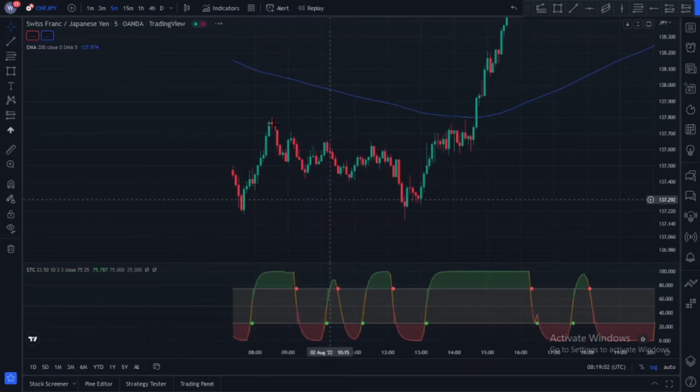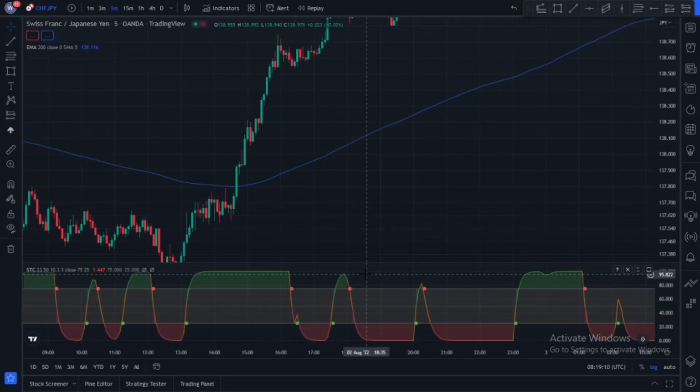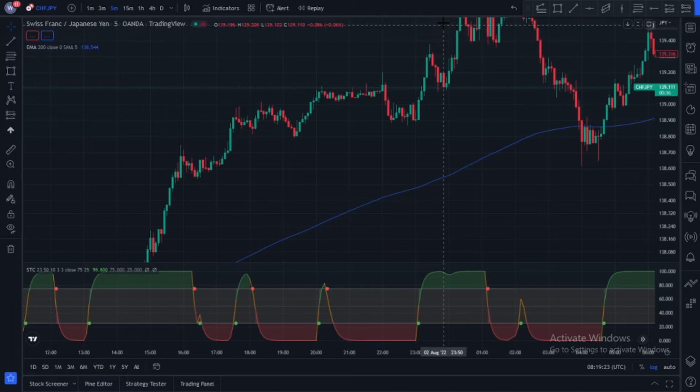The Schaff Trend Cycle indicator has many tips and is very useful. But in this strategy, we use this indicator to recognize the momentum and strength of the trend. For example, in which part of the chart the price will move sharply. This indicator consists of red and green points, which I will explain to you. By combining these two indicators, our strategy is formed.